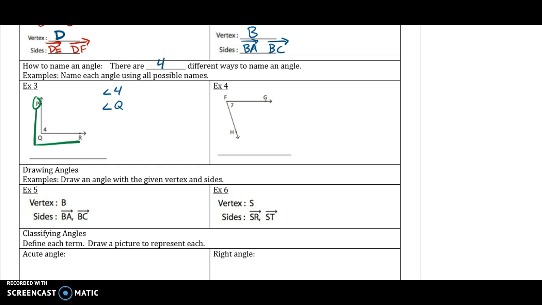So this would be angle PQR, and I can go backwards and call it angle RQP. Now don't forget that your middle letter must always be your vertex.